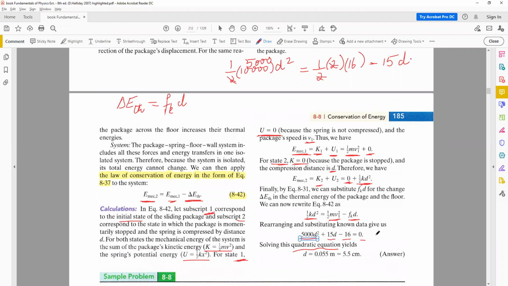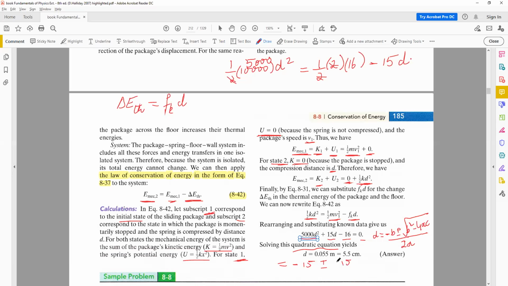D is equal to minus B plus minus the square root of B squared minus 4AC, divided by 2A. So now you have to see what B is in this case. B in this case is 15. So this is equal to minus 15 plus minus the square root of B squared, which is 15 squared.